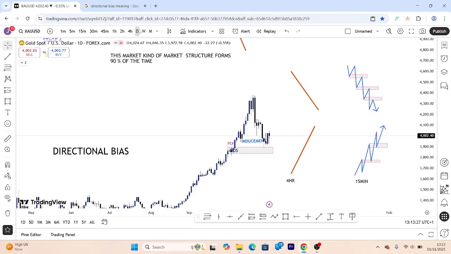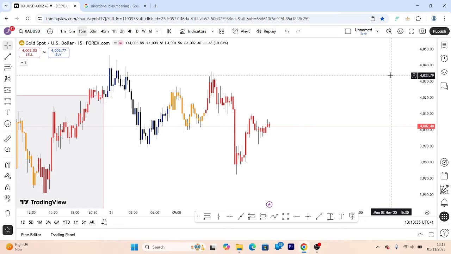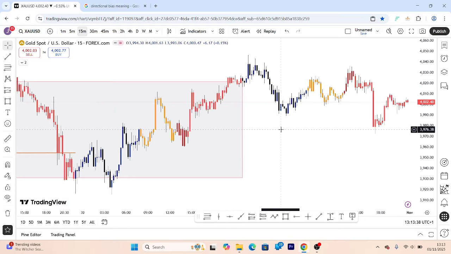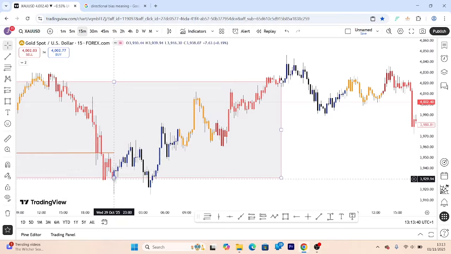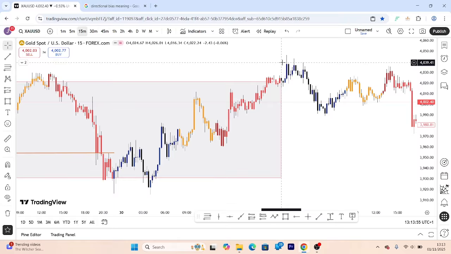So let's now go to the 15. So this is the daily time frame. Let's now go to the 15 minute time frame. Let's see how the market actually moved in that. Okay, so there it is right there. You can see at the 15 minutes time, do you see it? There's the break of structure at this level. Then the market came down. It moved again. This is the inducement. It came down, it tested at that level, then moved up again. So that is how directional bias actually works.